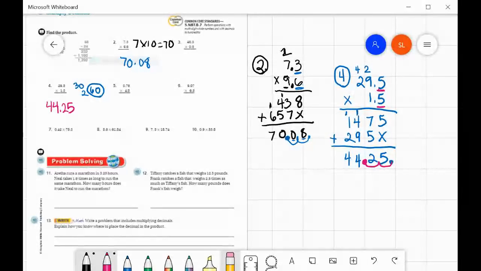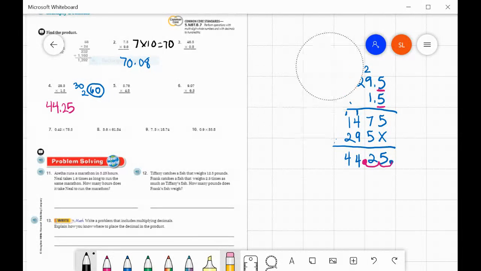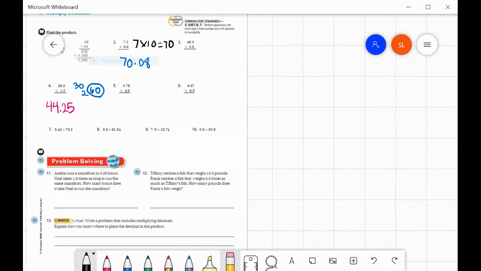All right, we're going to skip 5 and we're going to move to 6. So let me erase these. I'd like for you to write down number 6, 9.07 times 6.5. And I would like for you to go ahead and do that problem, and then we'll come back and work it out together.